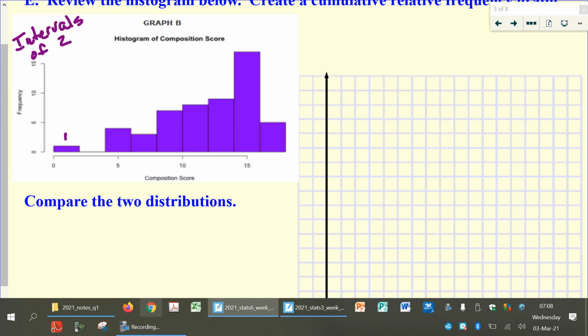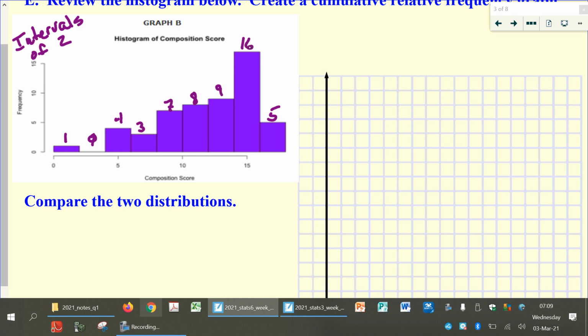So it looks like we've got 1, 0, 4, 3, 9, 8, 7. This one's 5. And this one looks to be, I'm going to call this one 16.